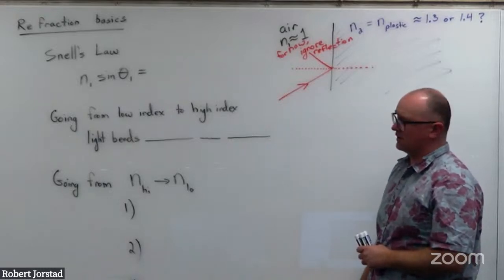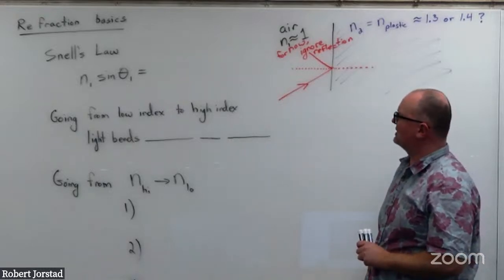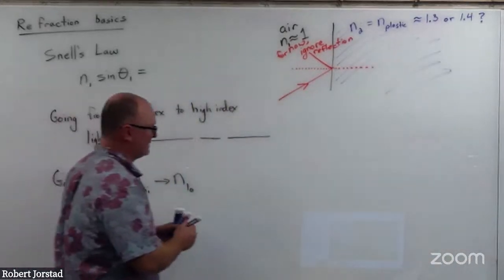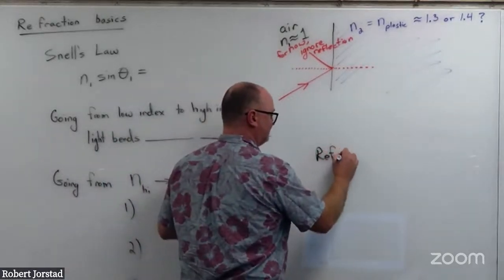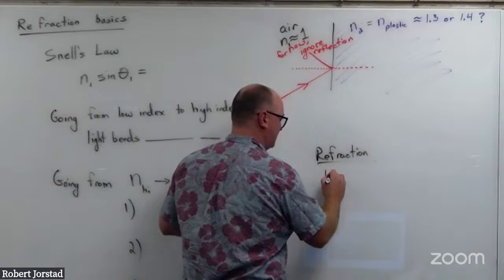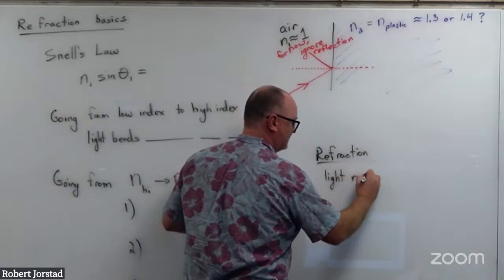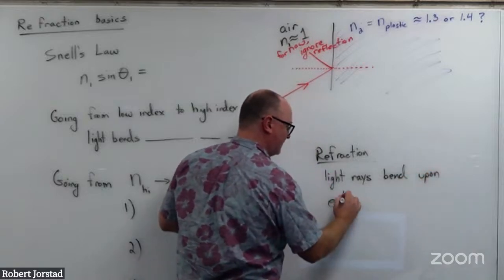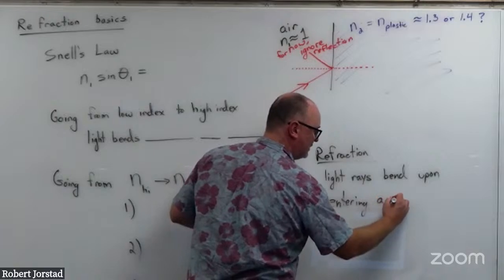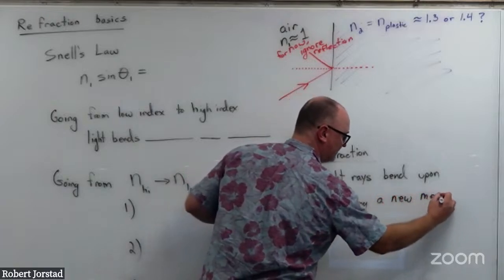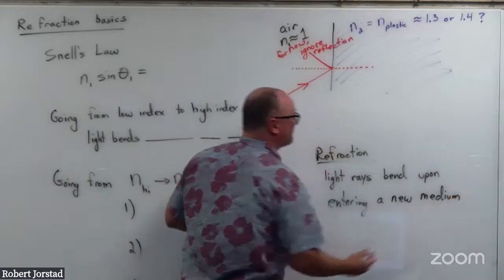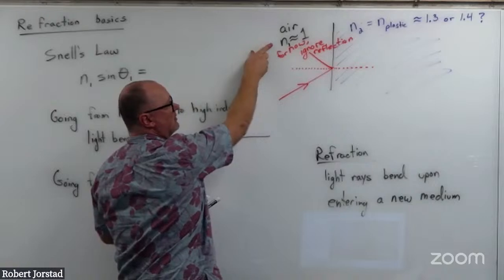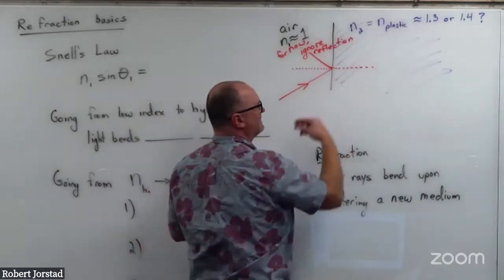Okay, so let's look at some refraction basics. The main thing that we're going to talk about, well, let's explain what it is. Refraction: light rays bend upon entering a new medium. For example, we could have air, which is a lot like a vacuum, which has an index of essentially 1, going into plastic. And I haven't drawn the ray.